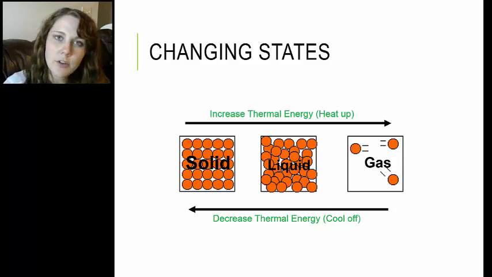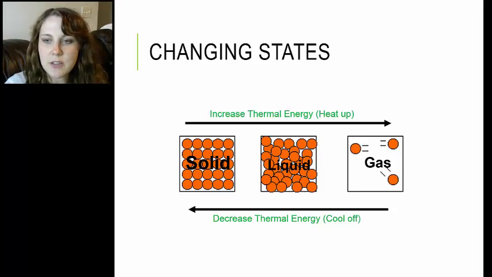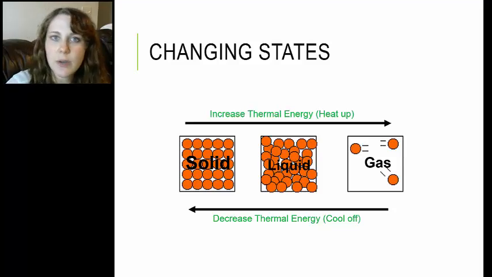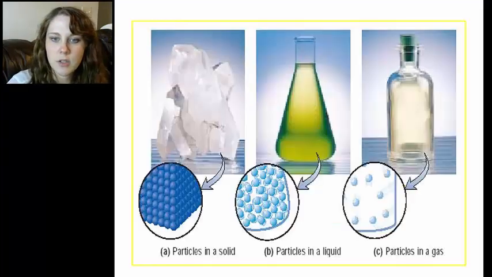If you're going the other way and cooling off that substance, you're going to go from a gas to a liquid to a solid. I want you guys to make note of that. You can write what's in green, but go ahead and draw those pictures and those arrows as well so that you know what it means.